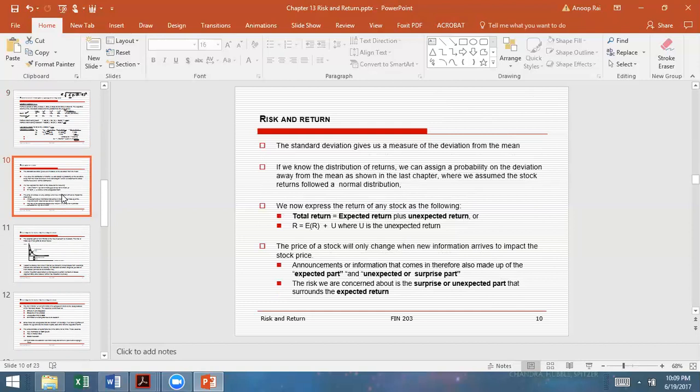Okay. Now, I told you early in the beginning of the class that I'm going to come out and show you a very neat way of relating the risk to return. In other words, if you knew what the risk was, you should be able to demand a corresponding return.